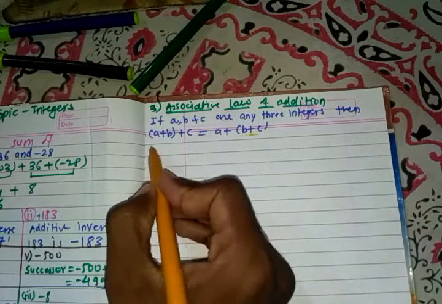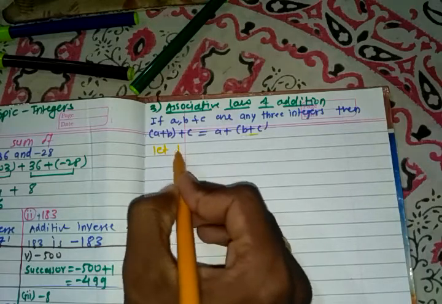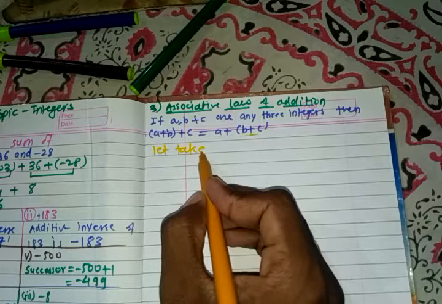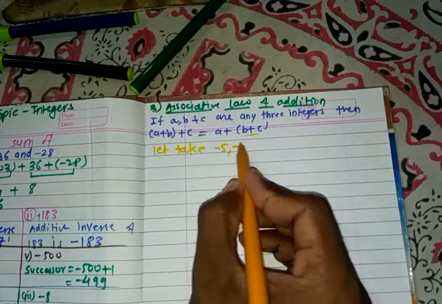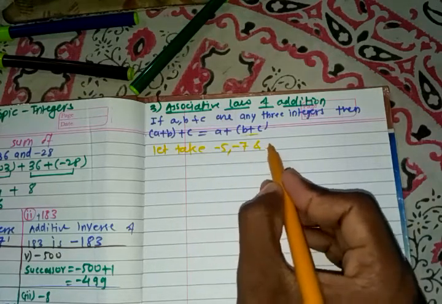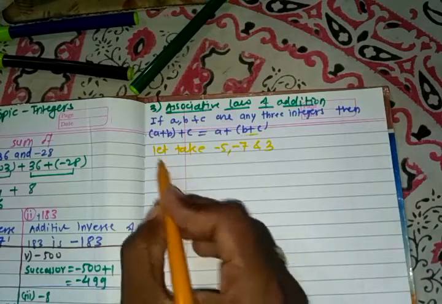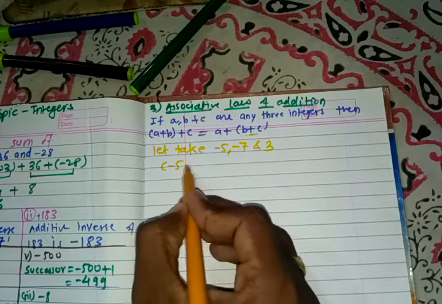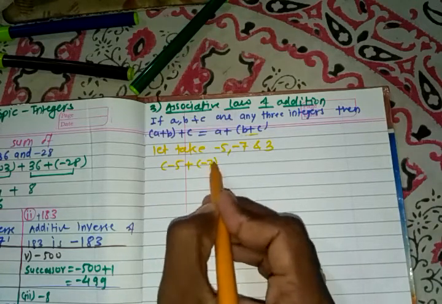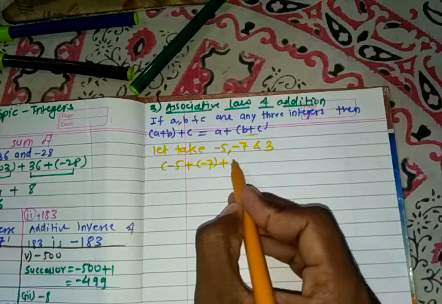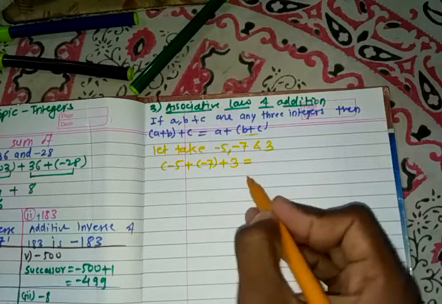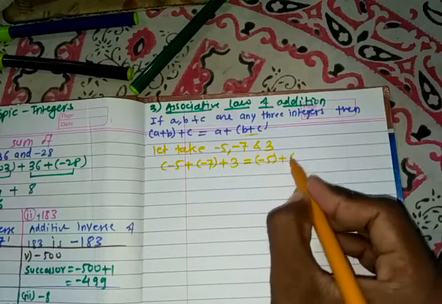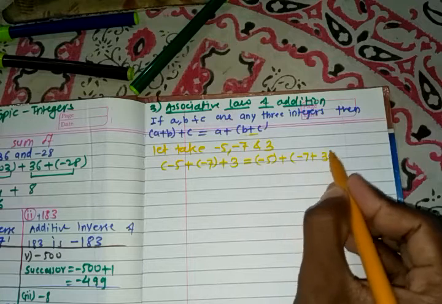Let's take an example. Let's take three integers: minus 5, minus 7 and 3. Let's try to adjust according to the associative law. So minus 5 plus minus 7, bracket, plus 3 is equal to, now again, minus 5 we are keeping alone, and minus 7 plus 3.